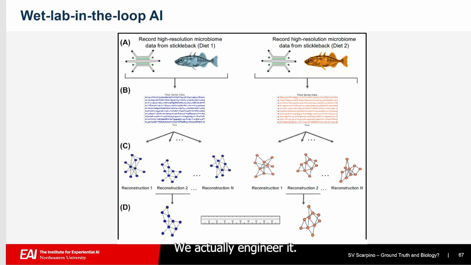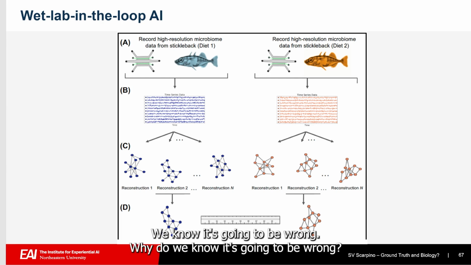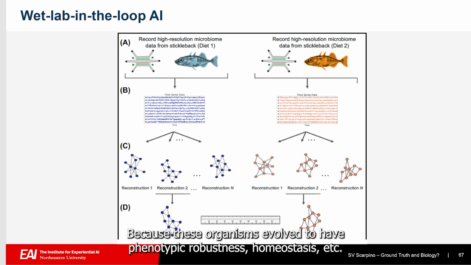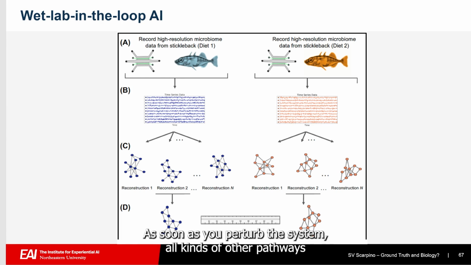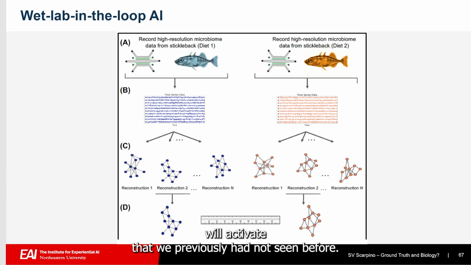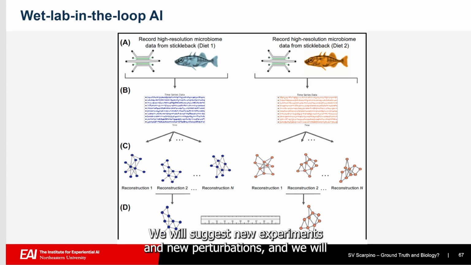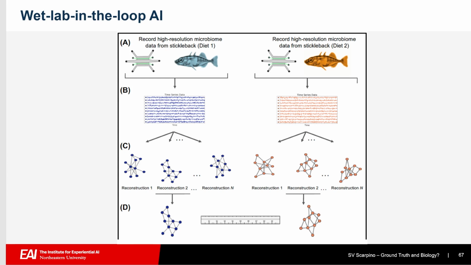We actually engineer it. We know it's going to be wrong. Why do we know it's going to be wrong? Because these organisms evolved to have phenotypic robustness, homeostasis, et cetera. As soon as you perturb the system, all kinds of other pathways will activate that we previously had not seen before. We will learn about those. We will suggest new experiments and new perturbations, and we will then be able to drive the system towards the phenotypic space that we actually care about.